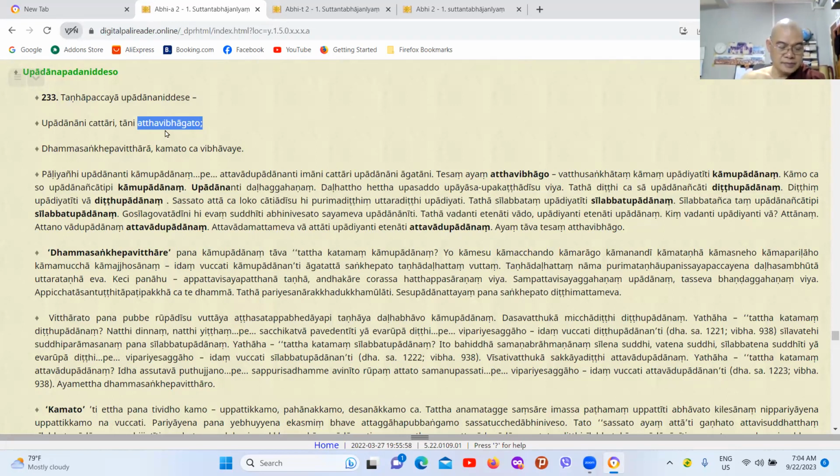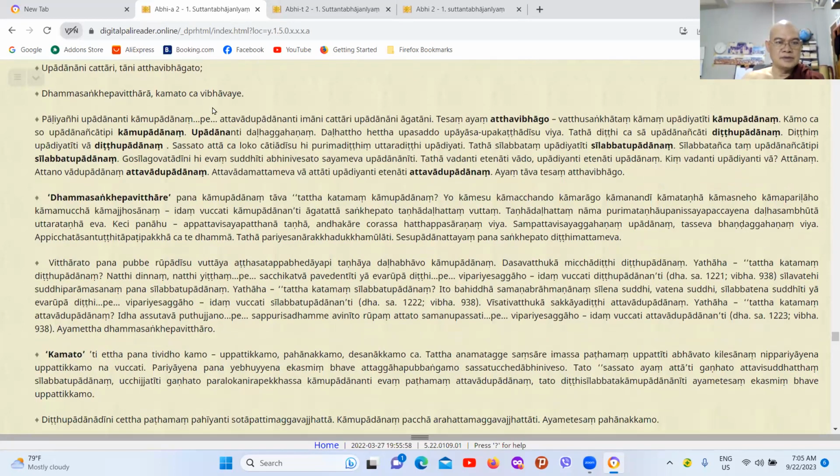As through Atthavibhaga, the definition of the word, or the different definitions of the words of the Upadana, should be understood. Dhamma sankhepa vitthara: the brief and the detailed reality. Dhamma here we refer to the reality. The brief reality of Upadana, or the detailed realities of Upadana, should be understood. Kamato, as to order, should be understood. When the Buddha taught kamupadana, ditthupadana, silabbatupadana, attavadupadana, the Buddha taught in this order, so it should be understood.